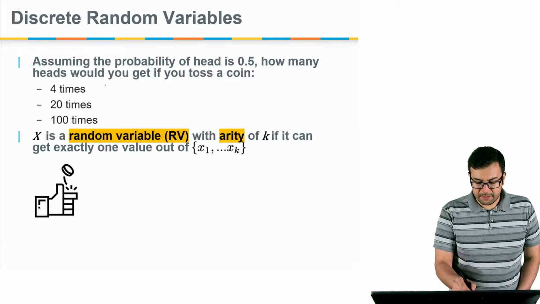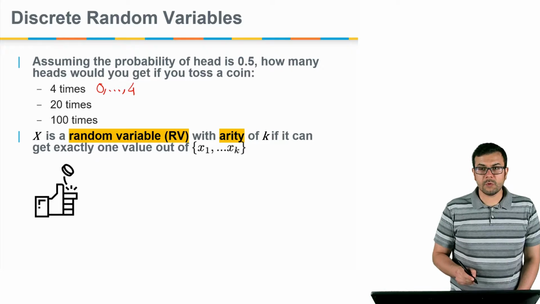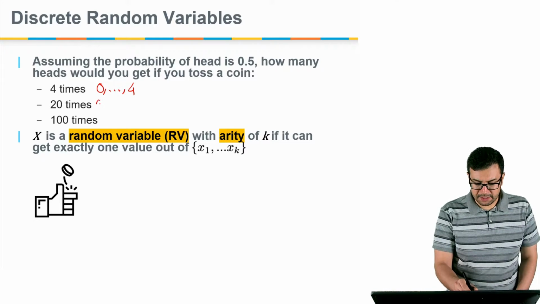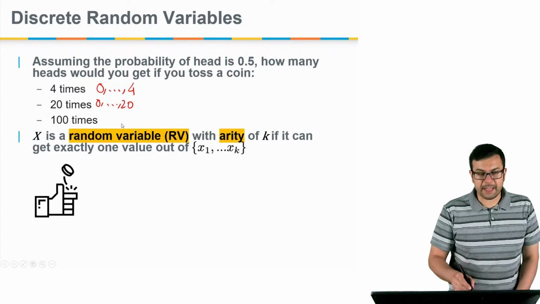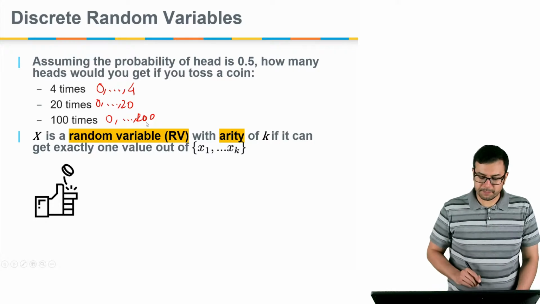we can get from 0 up to 4 heads when we toss it 4 times. When we toss it 20 times, we will get 0 up to 20 heads. And if we had 100 tosses, we'll get 0 up to 100 heads.